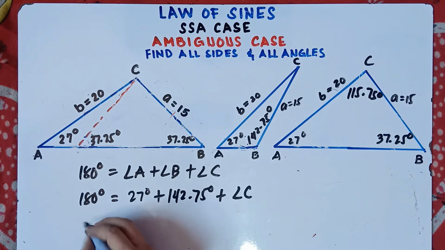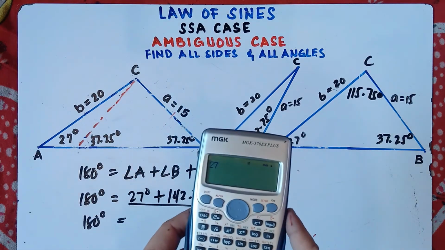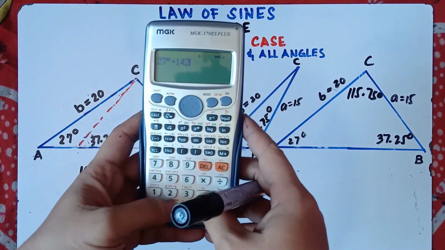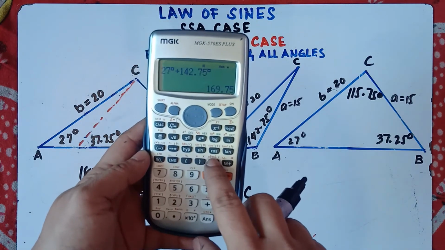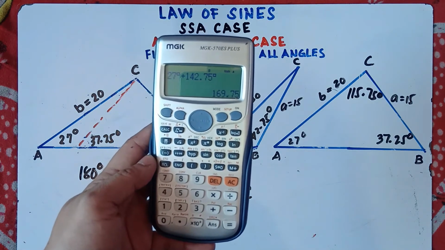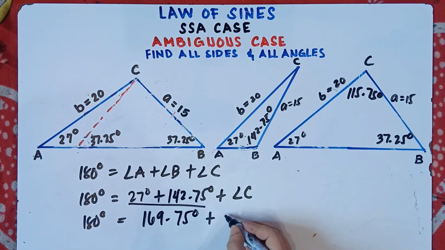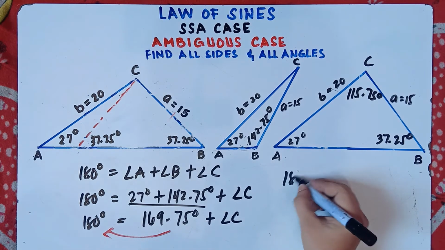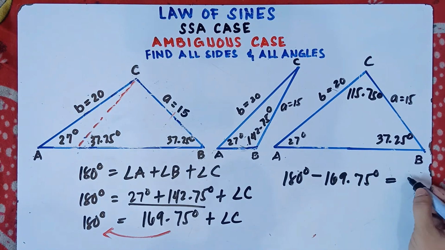So add this up. So 180 degrees, combine like terms. So 27 degrees plus 142.75 degrees, you will have 169.75 degrees plus angle C. So to find angle C, we can just simply transpose this 169.75 from right to left. So this will be 180 degrees minus 169.75 degrees equals angle C.